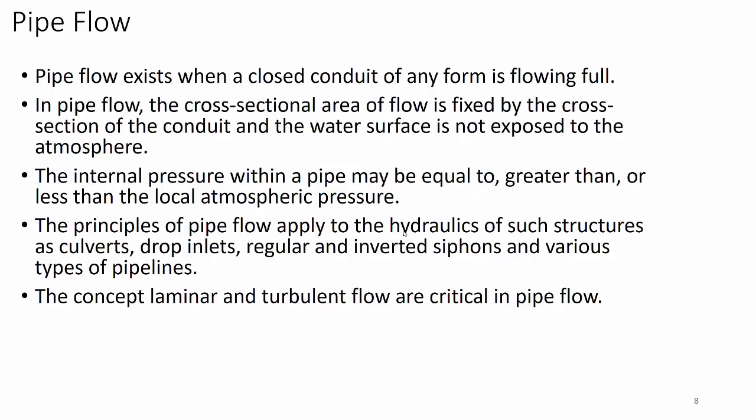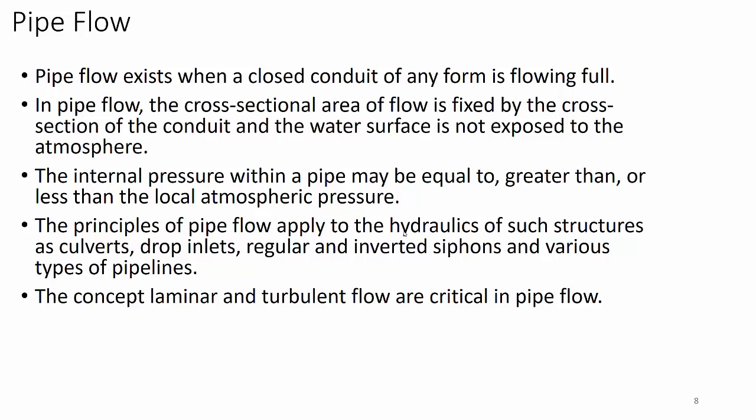Pipe flow, on the other hand, can be, when pipes are not flowing full, usually when they're up to 2/3 full, the flow in a pipe is very much like in a channel. Over 2/3 full, it becomes constrained flow. Pipe flow exists when a closed conduit of any form is flowing full. Again, for all practical purposes, over 2/3 full starts to exhibit some of the characteristics of a full pipe.